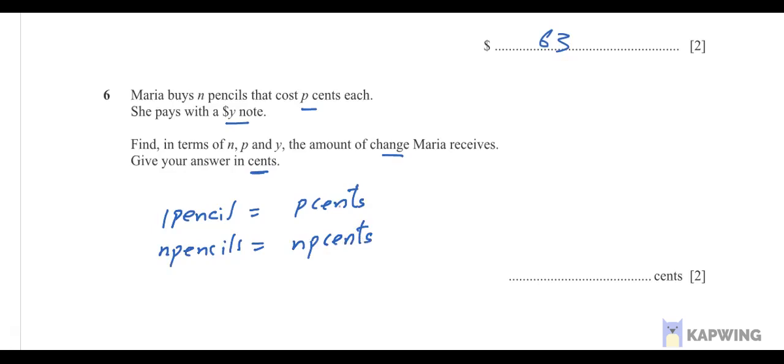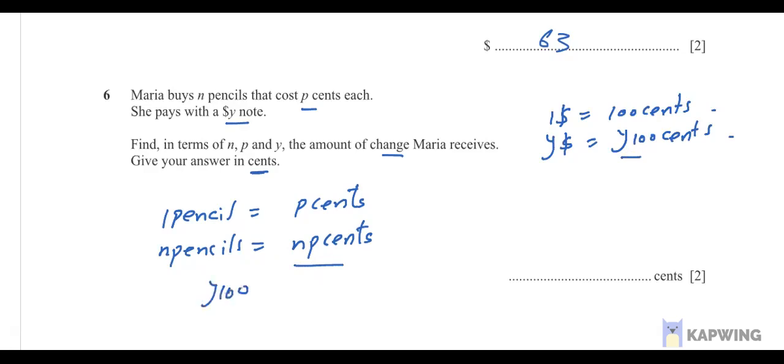Now she pays Y dollars. We know this fact that $1 is equal to 100 cents. So she paid Y dollars, which means she paid Y times 100 cents. Now what is the cost? This is what she needs to pay, NP cents. So she paid Y times 100 cents, and the shopkeeper will subtract from this. 100Y you can write it, okay?